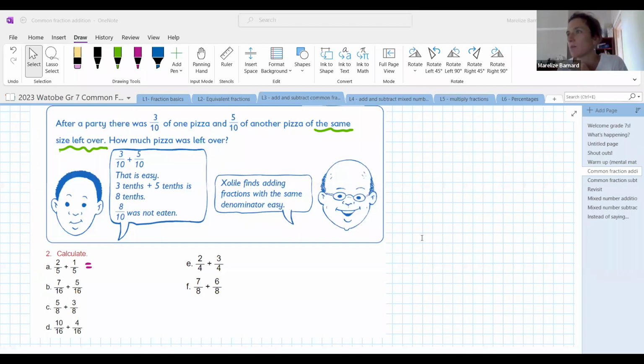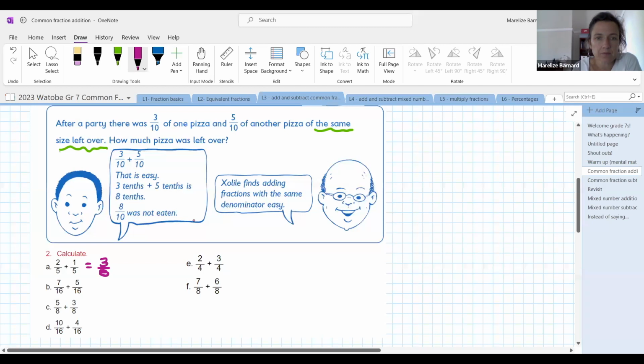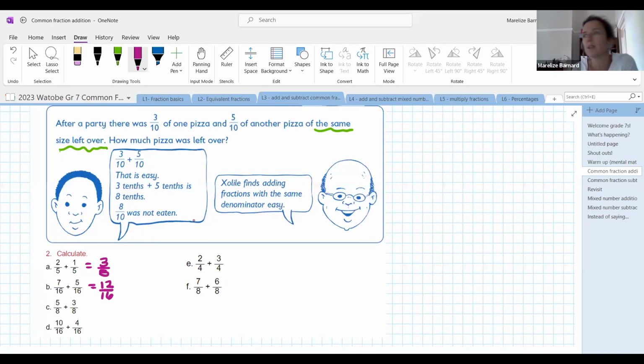Okay, that's 2 minutes. Just have a look. Even if you're not finished yet, doesn't matter. Just have a look at what you did as far as you got. So 2/5 plus 1/5, that gives me 3/5. And 7/16 plus 5/16. How many 16ths do I have altogether? 11. No, wait. 12. 12/16. If you simplify it, it's fine, but you don't have to. That's not the point of this exercise at the moment. We're just focusing on adding.